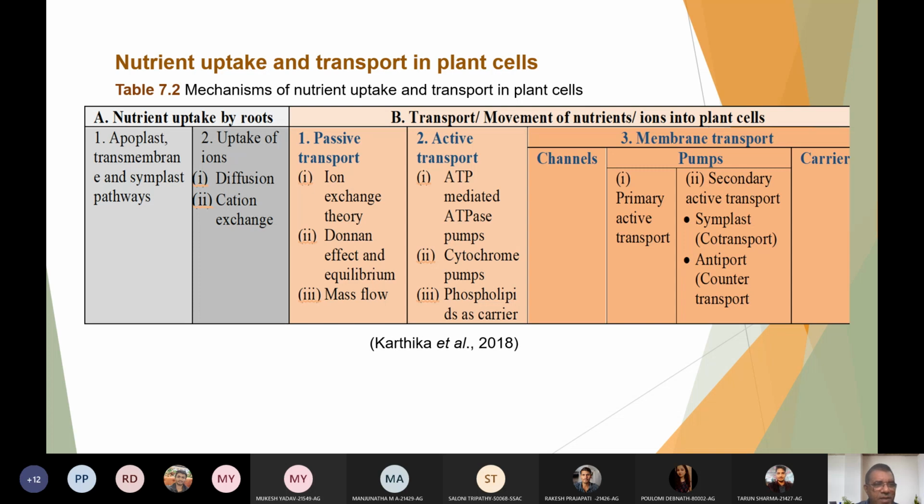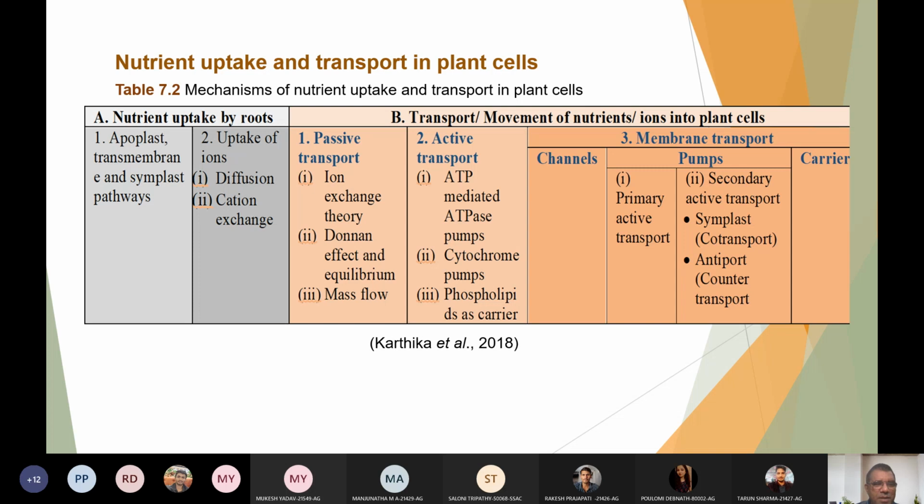Number two, uptake of ions. It is by diffusion or by cation exchange. Both these processes are there, diffusion and cation exchange. Part B is the transport or movement of nutrients or ions into the plant cells. This is by three different mechanisms. One is passive transport, another is active transport, and the third is membrane transport. Please remember, a lot of confusion is there, so I tried to find the best option where we can see the clear differences between all these.